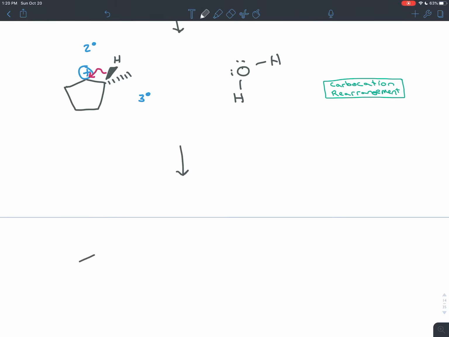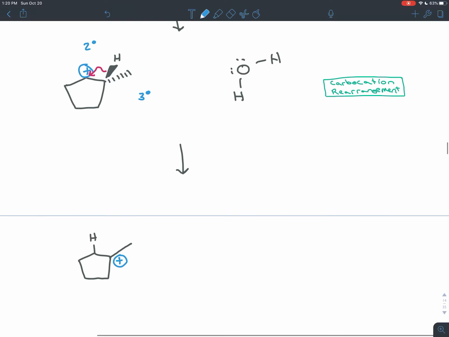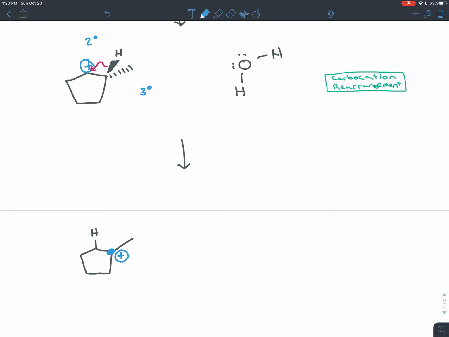So once you have that carbocation rearrangement, you end up with this here. So you have your hydrogen moved over, and now you have your methyl group. And notice how I'm drawing it. It was going away here, but now it is in the plane because this is a carbocation, and carbocations are trigonal planar. They're flat. So all of these three bonds are going to be in one plane.